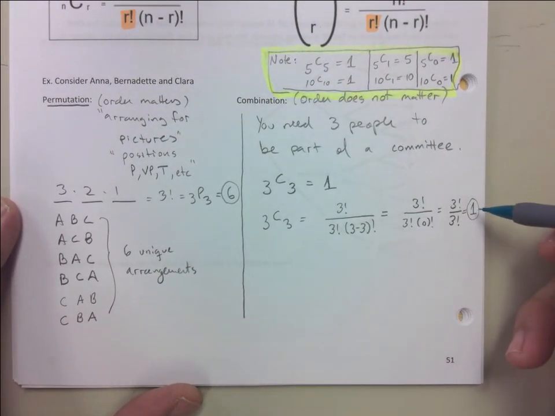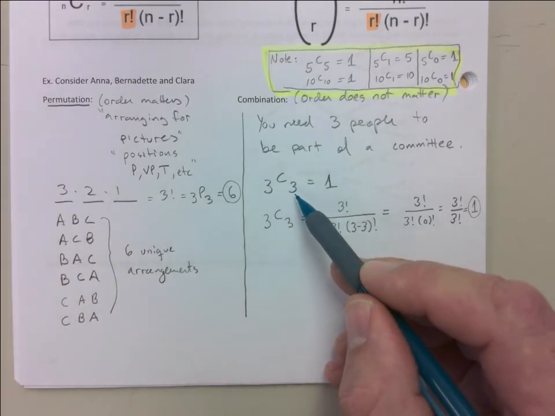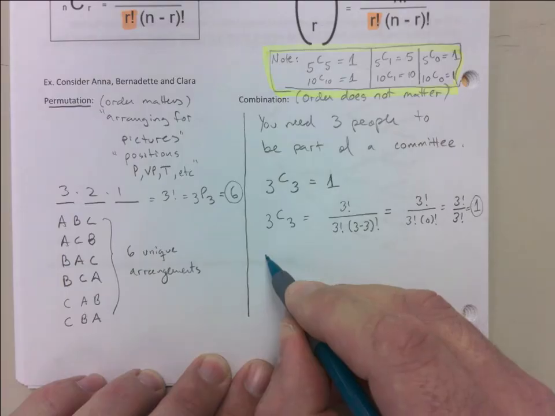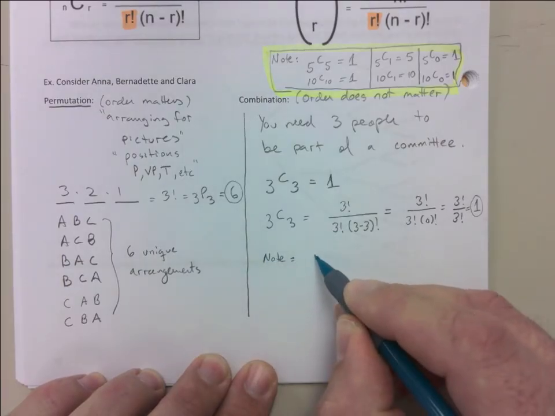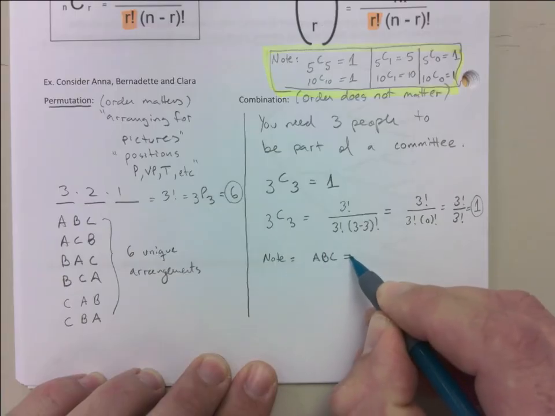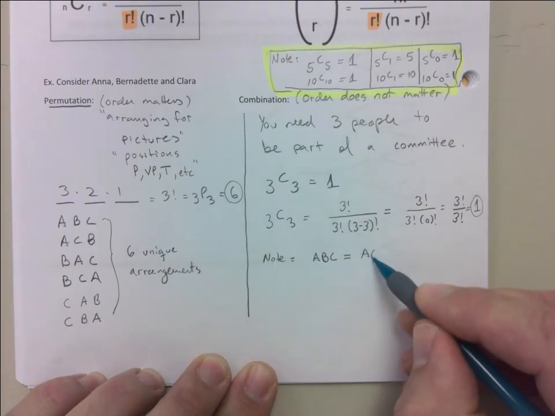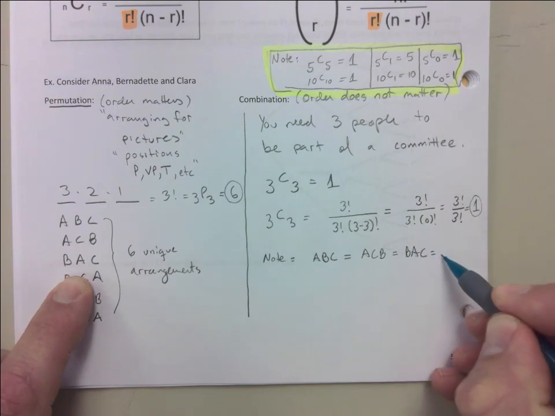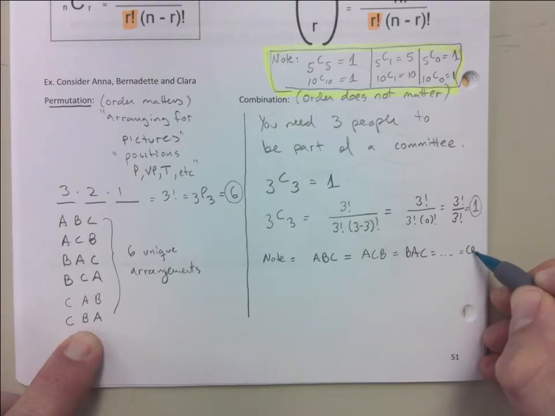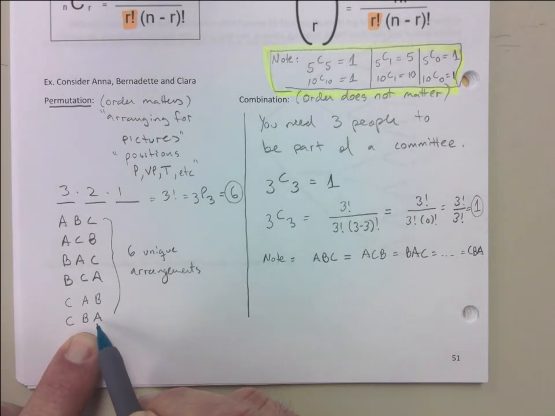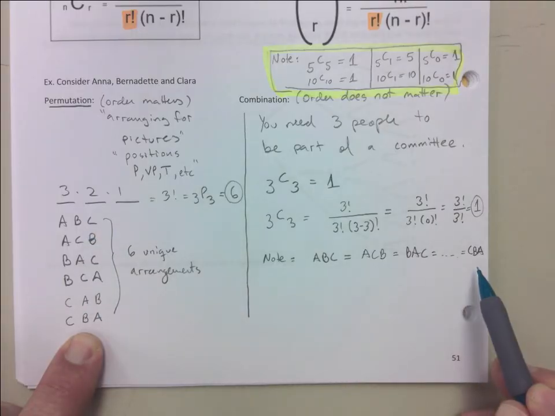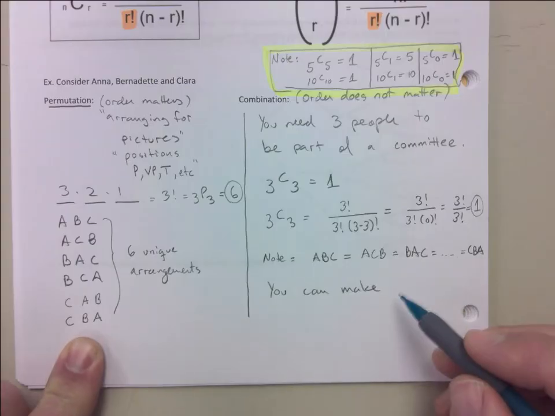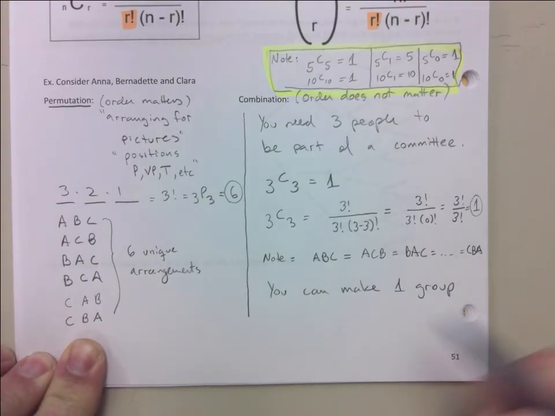Let's go back to our scenario here. We have 3 people. We need to make a group of 3, a committee of some sort. So there's only one way to do that. And basically it's saying, note, ABC is exactly the same as ACB, which is exactly the same as BAC, and they're all the same, all the way down to CBA. That's the last one we have on the left-hand side here. We consider them all the same. You can make one group or committee.